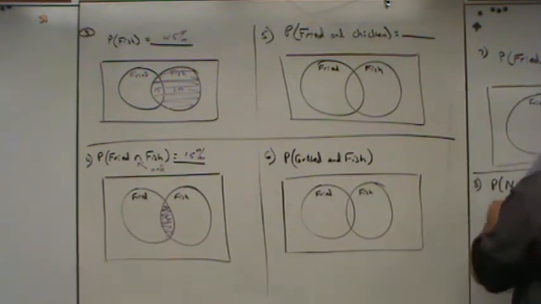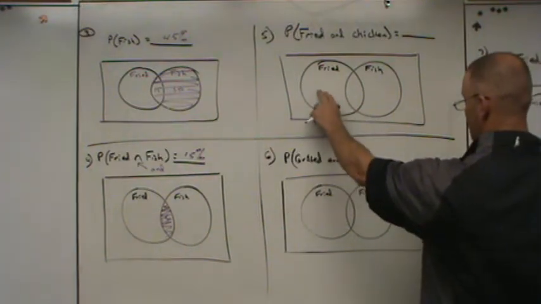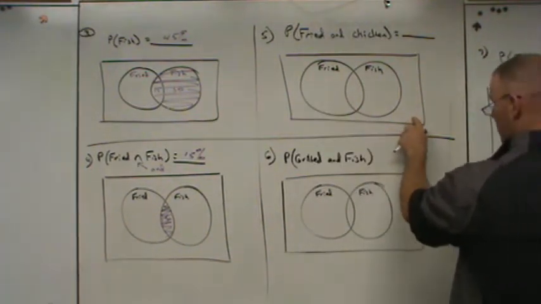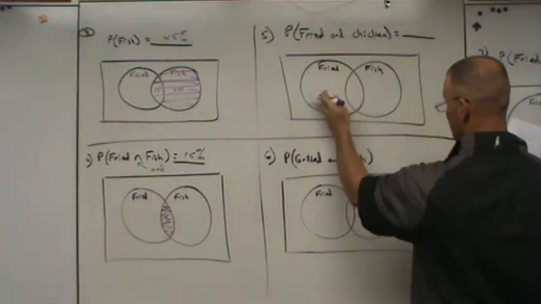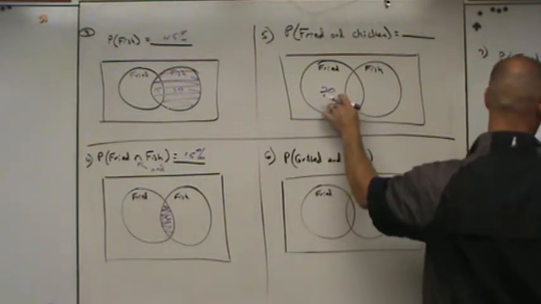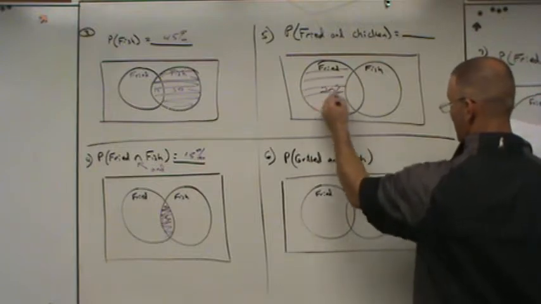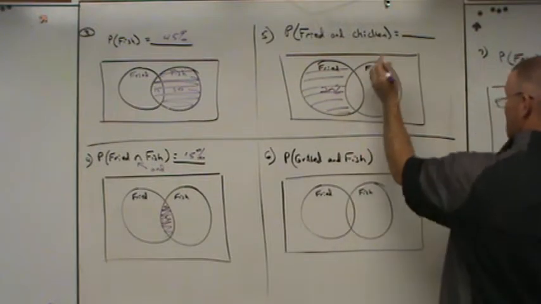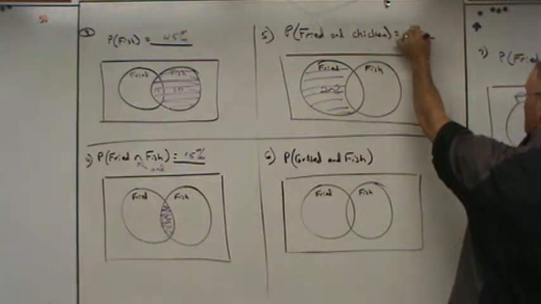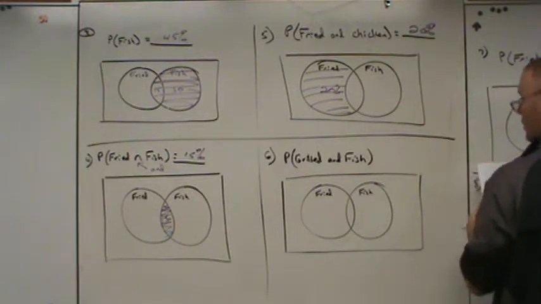So I want fried and not fish. Well, over here is going to be grilled, so we can't include that. So fried is anything in here, which I believe, double check, is the 20, and that is correct. And I'm going to go ahead and shade in here, not the overlap, because the overlap would be fish, and that's not what I want. Okay, I want fried.